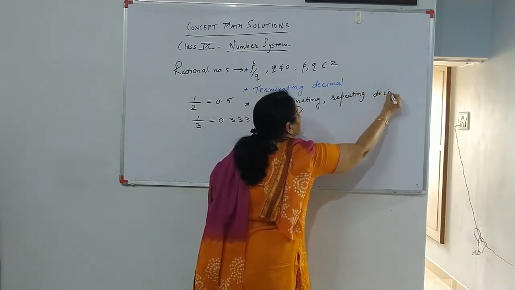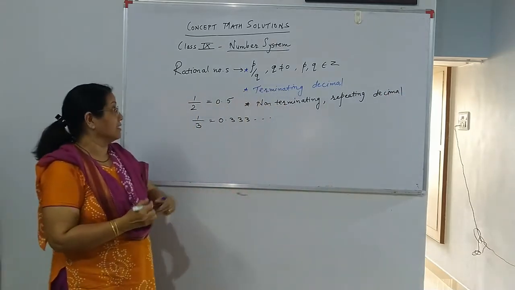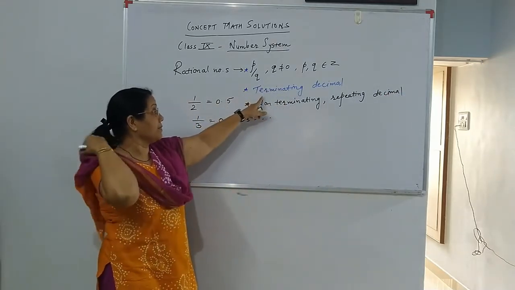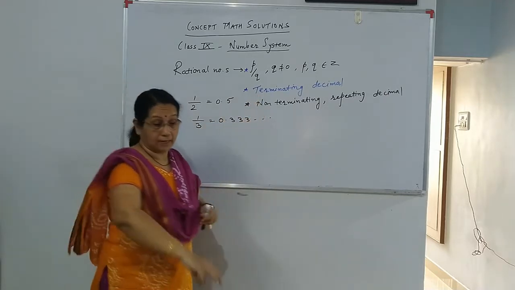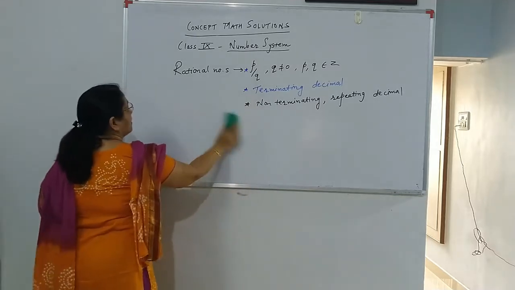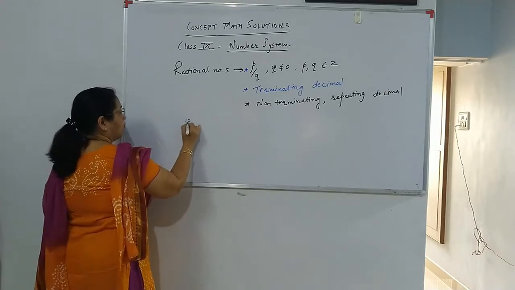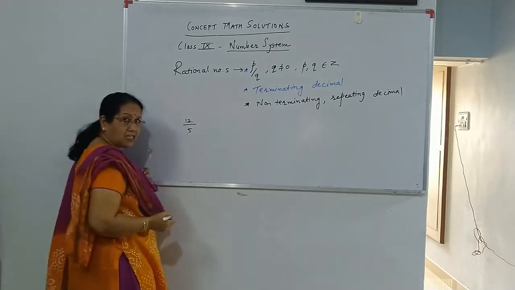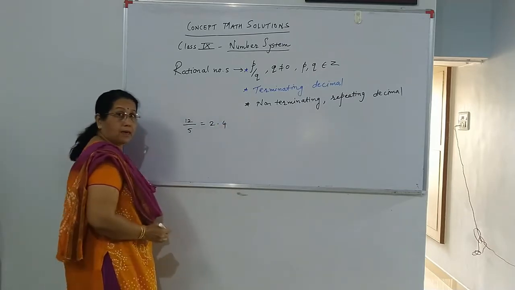So, a rational number can be written in p by q form or in decimal form. In decimal form, it can be a terminating decimal or a non-terminating repeating decimal. So, if I have numbers like 12 by 5, you all know it's a rational number and you can write it as 2.4, right?